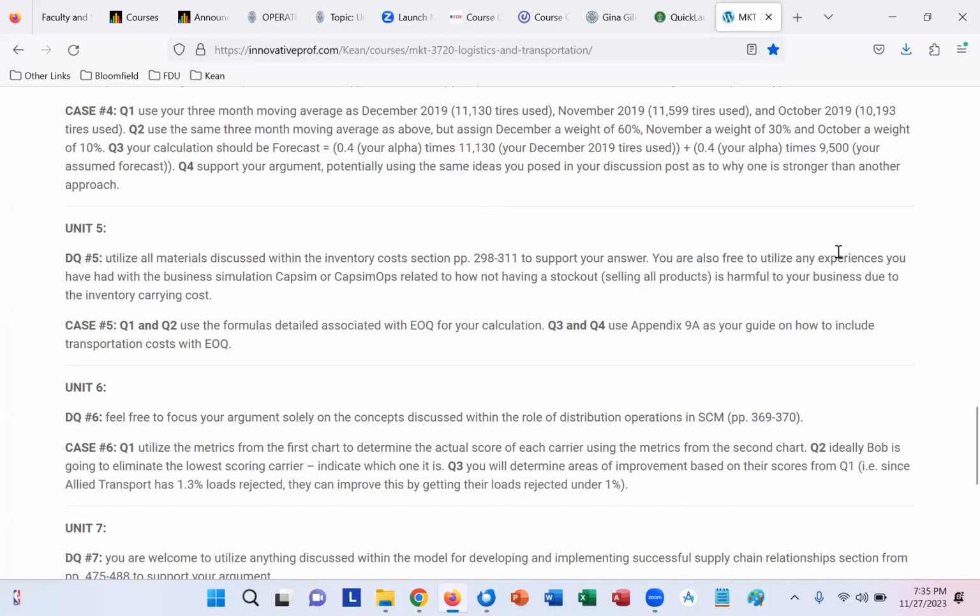You're also free to utilize any experience you have had with the business simulation CAPSIM or CAPSIM Ops related to how not having a stock out, selling all products, is harmful to your business due to the potential large inventory carrying cost.